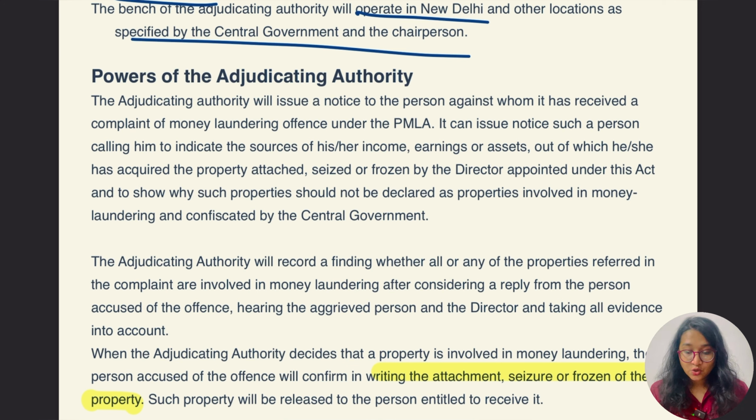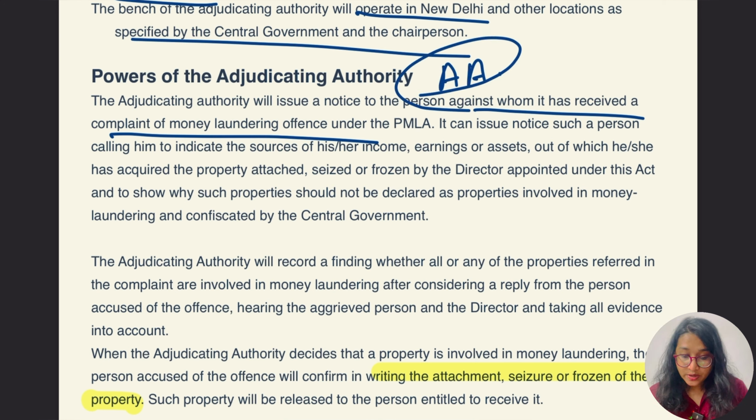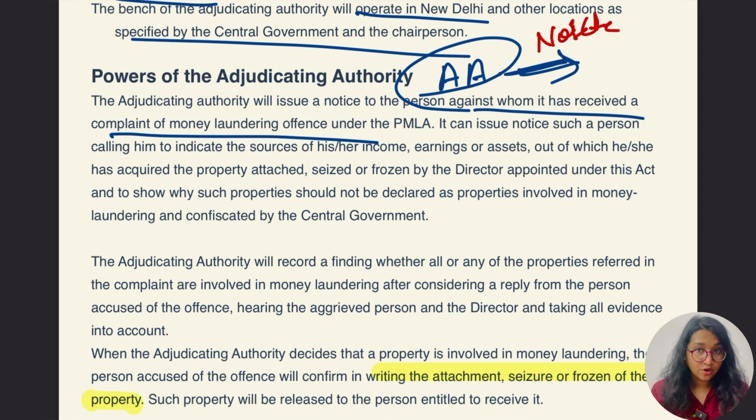The adjudicating authority will issue a notice to a person against whom it has received a complaint of a money laundering offence under the PMLA. Okay, so the AA, the adjudicating authority, can I say AA? Yes. The AA is going to issue the notice. Notice is issued to whom? To a person against whom the AA has received a complaint of money laundering. So if there is any evidence or any complaint against that person related to money laundering, the AA is going to issue the notice against that person. Okay, hope this point was clear.